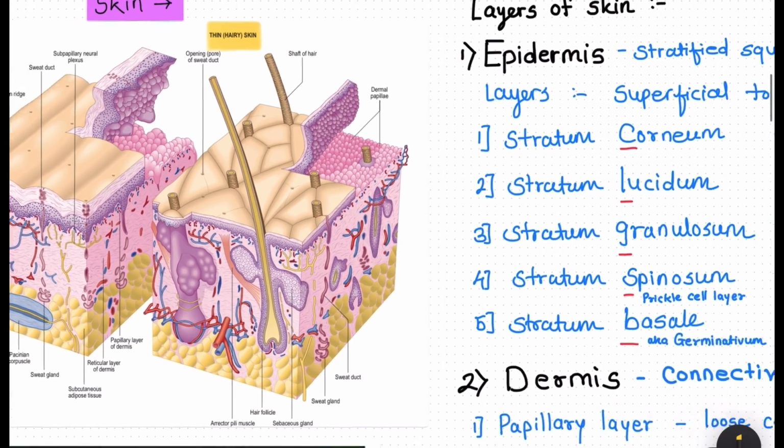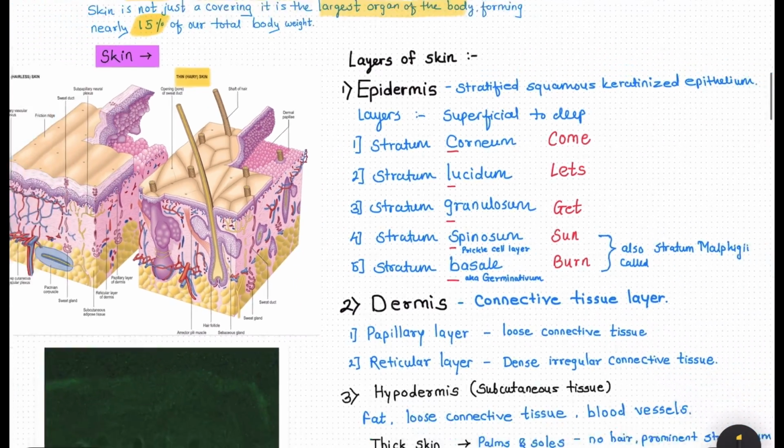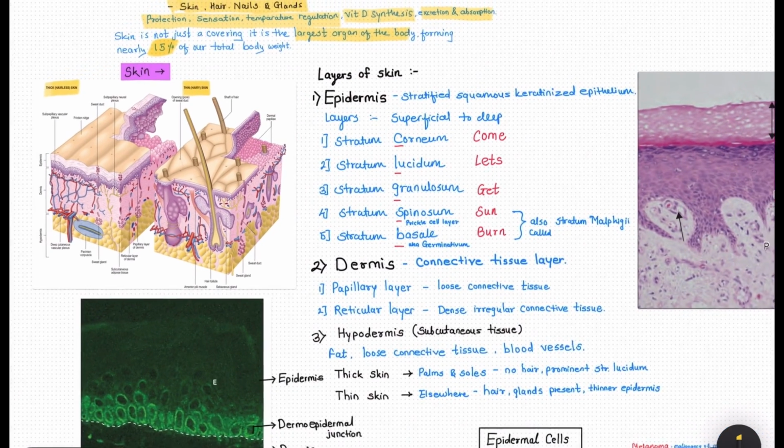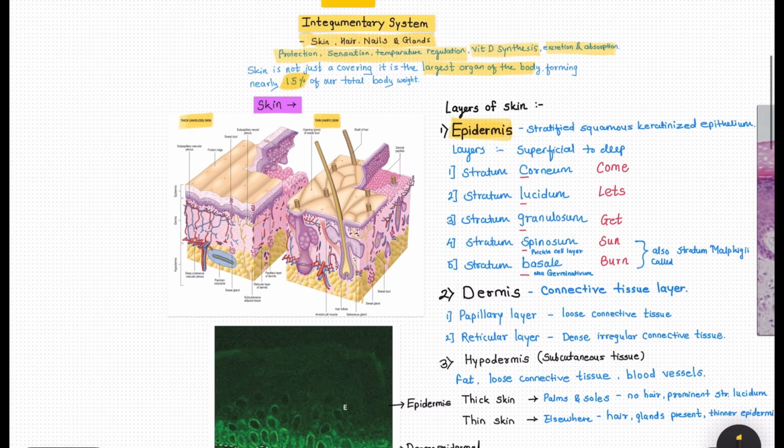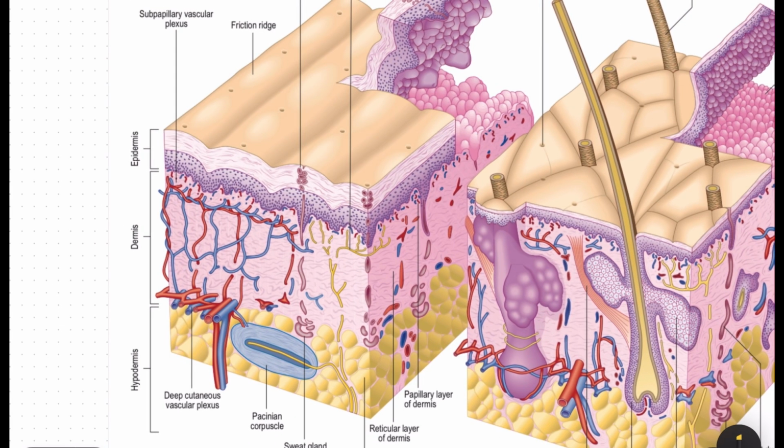So let's see what are the layers of skin. So basically skin is composed of three layers. Okay, first one is epidermis, which is the uppermost layer. You can appreciate here, this is the epidermis. These two layers are epidermis.